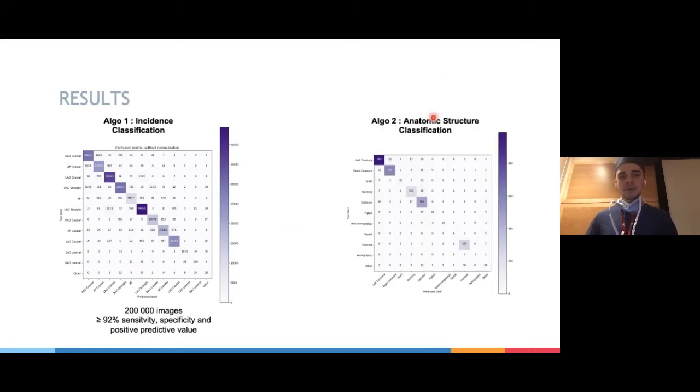Then we also want to determine what is the underlying structure. And again, you can see the most important is left and right coronary. So the AI algorithm is really good at identifying those two. And overall, our different classes like grafts, pigtail, ventriculography, the AI algorithm was also able to correctly identify those structures.